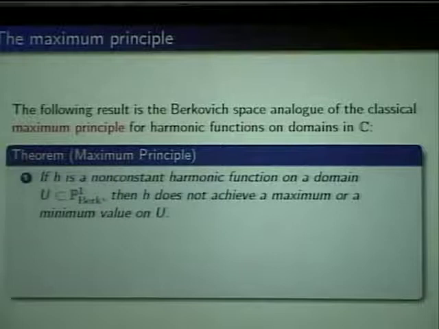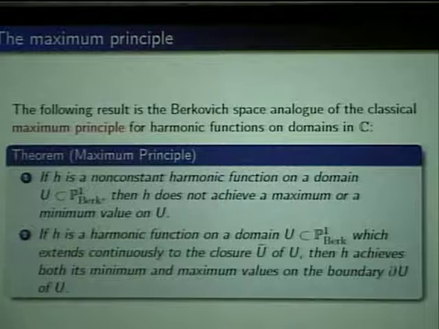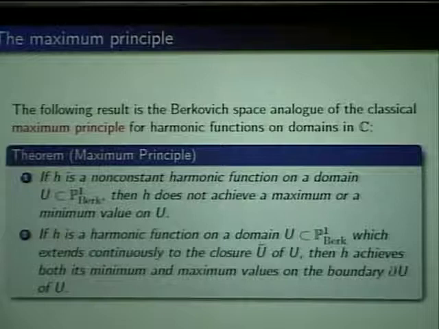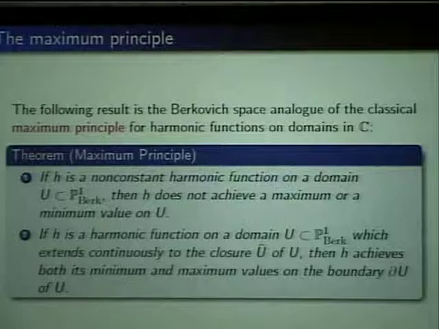So there's a maximum principle for harmonic functions, and this is one of the striking things about this theory, about this definition. So the following maximum principle is true. If you have a non-constant harmonic function on a domain, then it does not achieve its maximum or minimum value on U. And if H extends continuously to the closure of U, then it achieves its minimum and maximum value somewhere on the boundary. Of course, that's sort of a formal consequence of part one. But so the maximum values are achieved on the boundary.